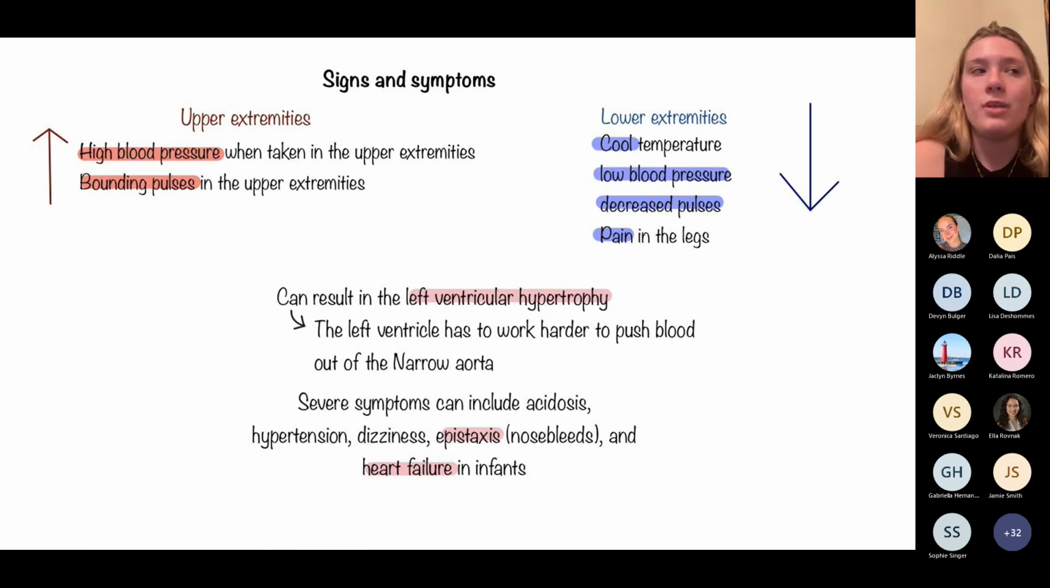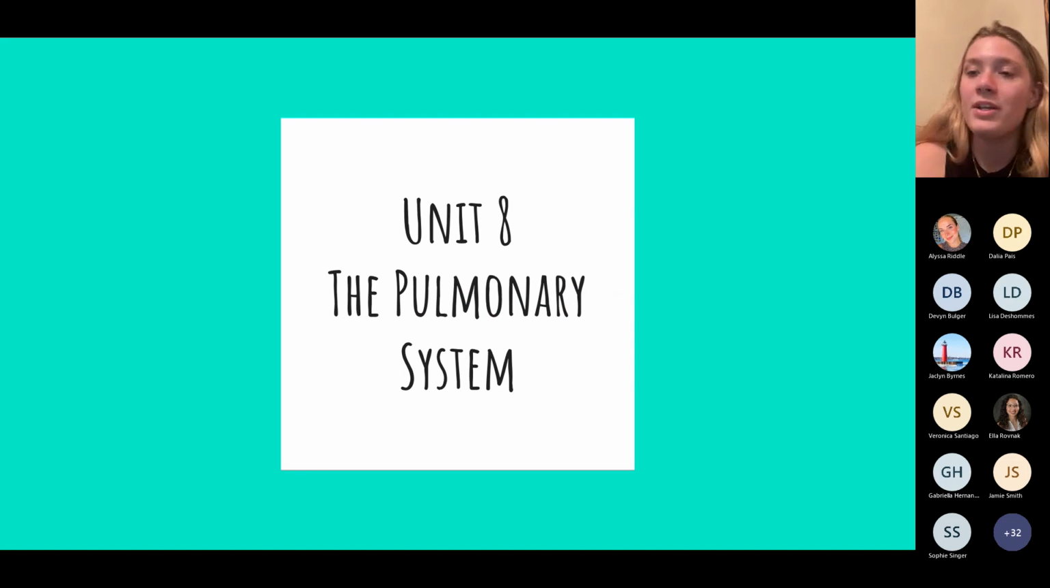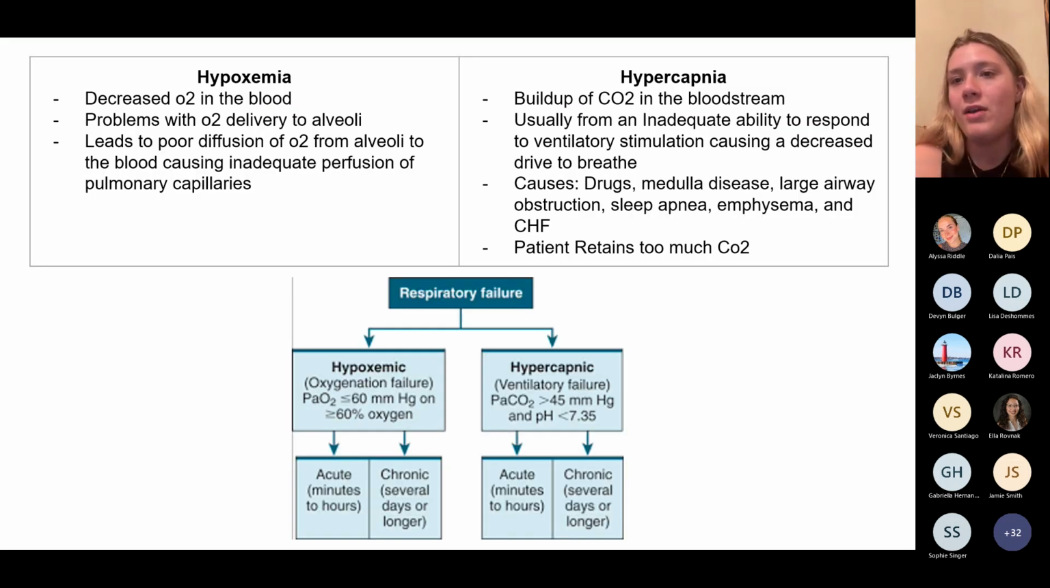Again, your upper extremities are more hypertensive and your lower extremities have low blood pressure, etc. Eventually, it can lead to some heart failure as well. So now we're going to talk about the lungs, the great lungs. Hypoxemia, that's decreased oxygen in the blood, okay?